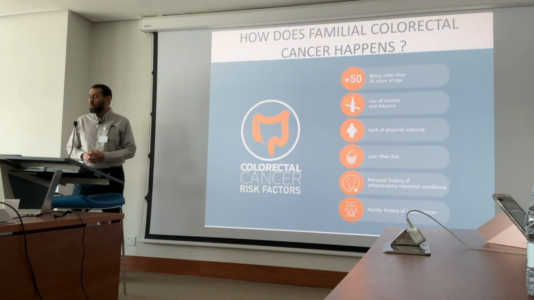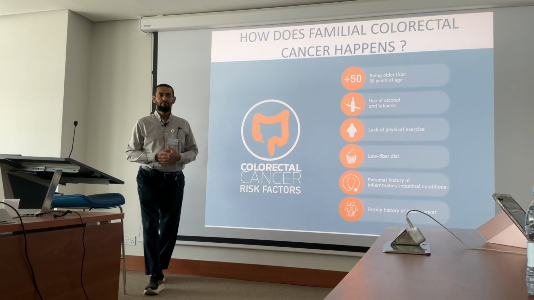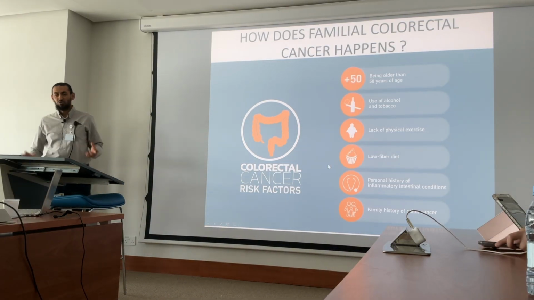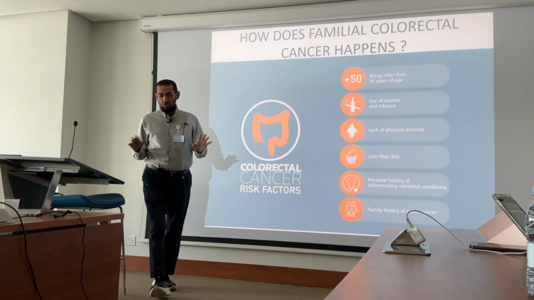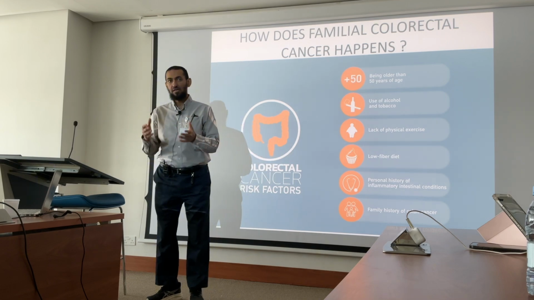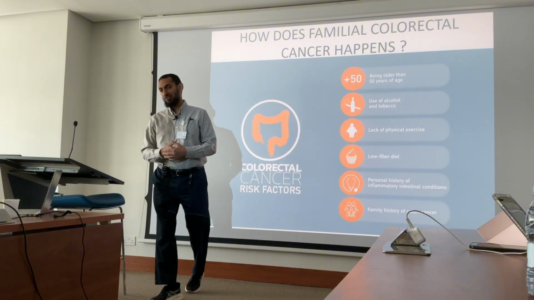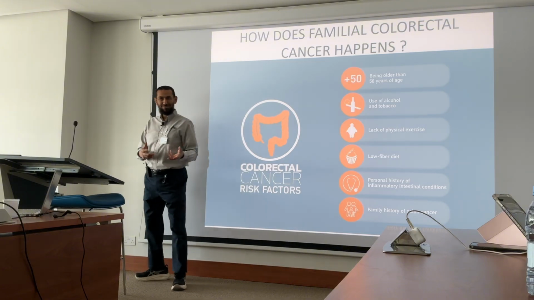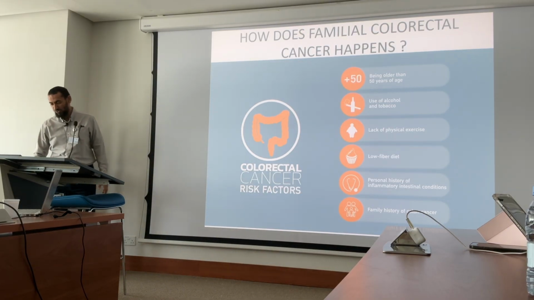How does familial colorectal cancer happen? I don't expect you to tell me, but I want you to raise this question. Imagine there are families where you may find 5, 6, 10 persons in the family end up having colorectal cancer at early ages. So there's something genetic here. You see a disease that is common in this family compared to others.